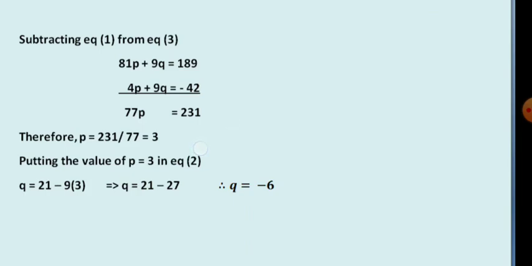Now putting the value of p equals to 3 in equation 2, we'll get q equals to 21 minus 9 into 3, that is 9p it was. So instead of p we have written 3. So q equals to 21 minus 27. Therefore the value of q equals to minus 6.